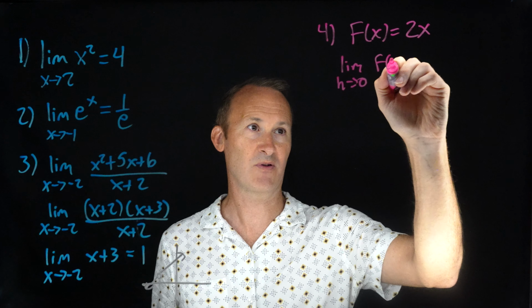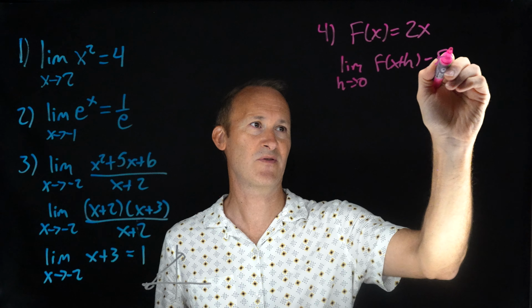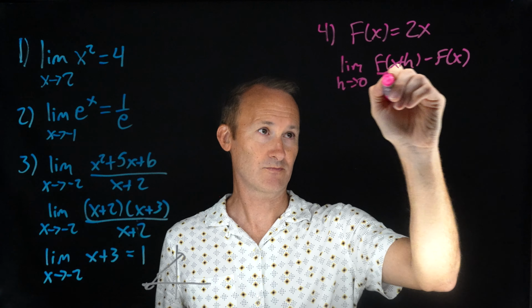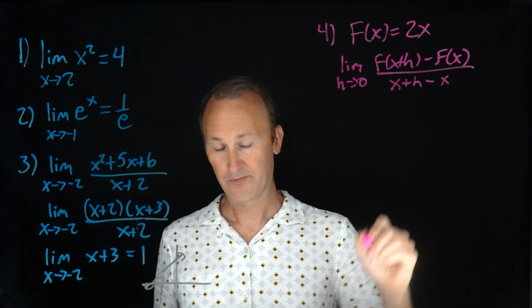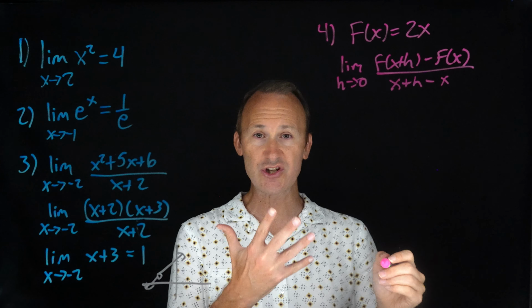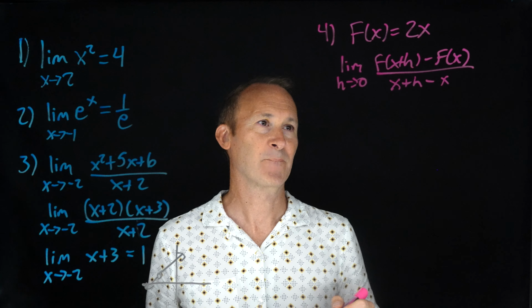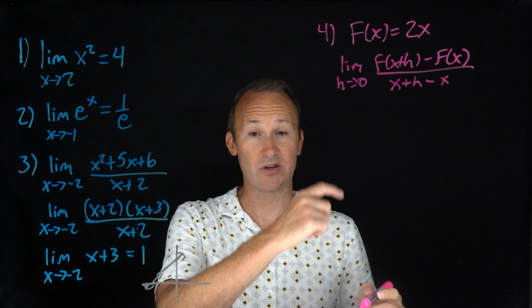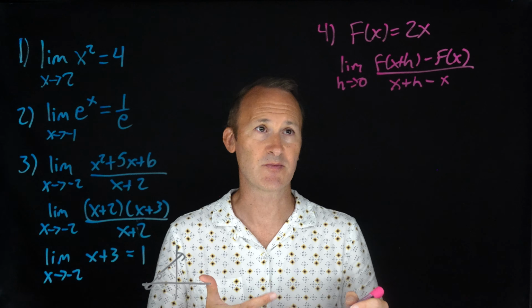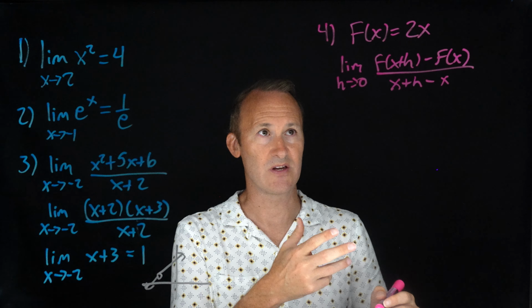Of f of x plus h, minus f of x, all over x plus h minus x. Okay, that's our definition of the limit. The denominator is just h here. I sometimes like to write it like that to reinforce that it is the slope. It's y minus y over x minus x. That gets a little bit missing from the denominator when you just have the h in.